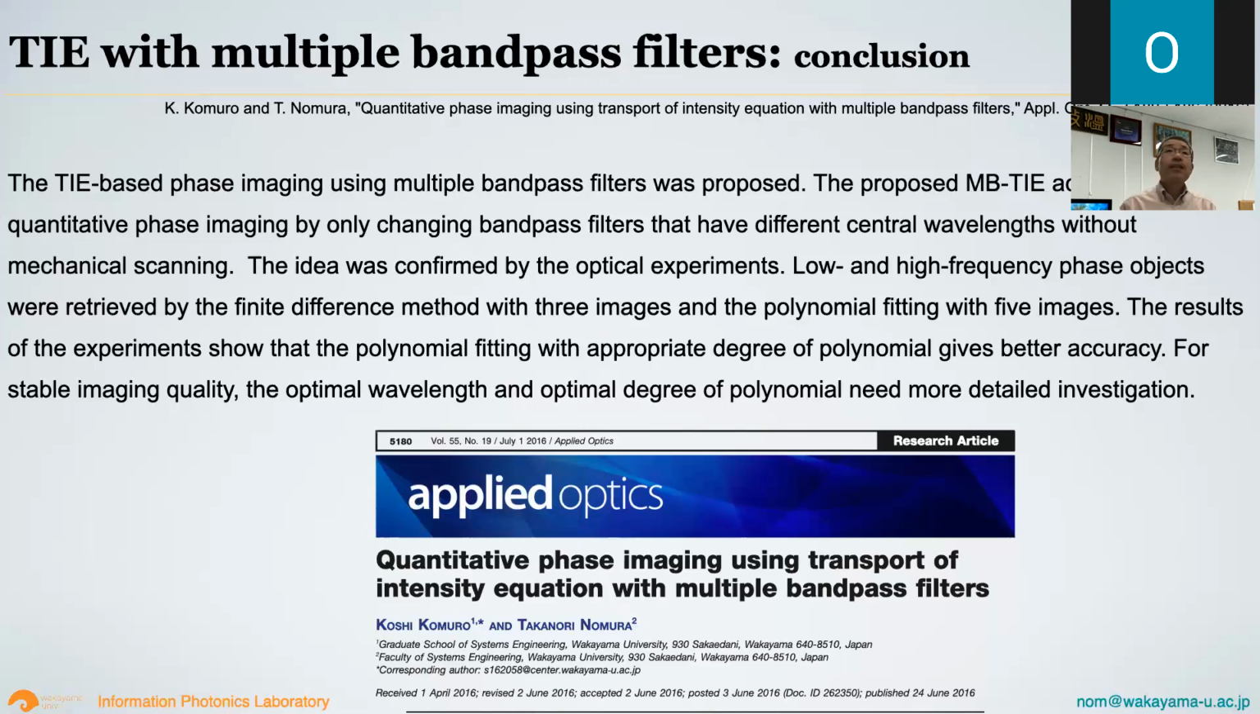The result of the experiment shows the polynomial fitting with an appropriate degree of polynomial gives better accuracy. For stable imaging quality, the optimal wavelength and optimal degree of polynomial need more detailed investigation. If you are interested in this topic, please refer to the paper published in 2016 in Applied Optics.